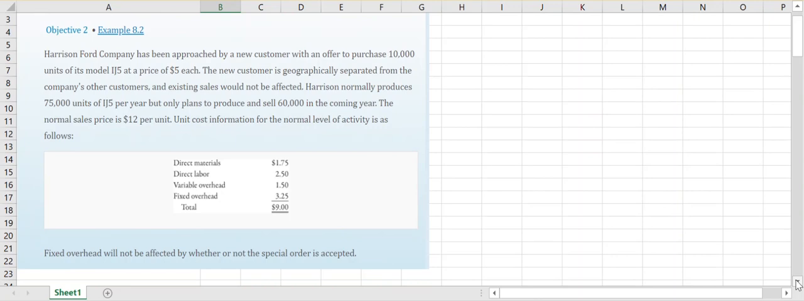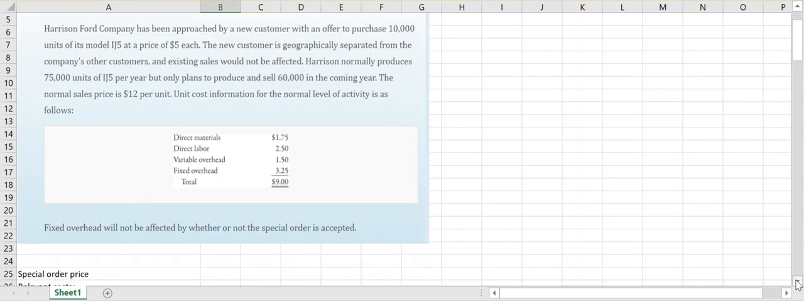Remember, this chapter is all about relevant costs, so those costs that differ between alternatives. So they're telling us that our fixed overhead, no matter what our decision is, whether we accept that special order or reject it, is not going to change. We're going to have to pay that fixed cost regardless. So that makes it an irrelevant cost and therefore is not going to factor into our decision in this situation. So we look to our relevant cost.